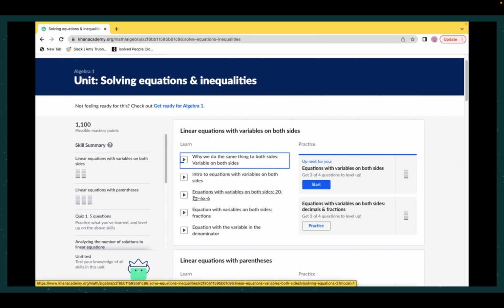When the learner is finished with watching videos, they can now solve practice problems. This can be found to the right of the video by clicking on the practice. Let's try and get into what a practice problem looks like for solving an equation.